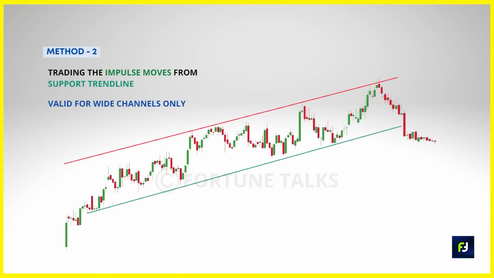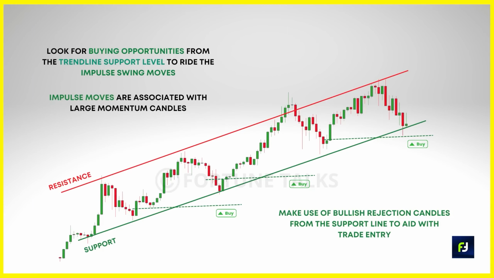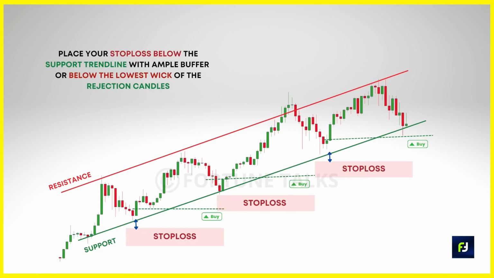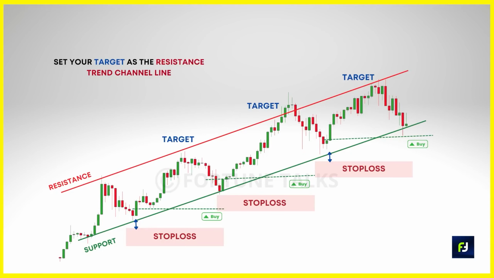The idea here is to trade the impulse move or simply to trade in the direction of the trend. All you have to do is to look for buying opportunities from the trendline support level to ride the impulse moves, because impulse moves are associated with stronger momentum candles and you will be trading along with the market price flow. You can also make use of bullish reversal candlesticks like bullish pin bars from the support level to take a long entry. You can place your stop loss below the support trend line with ample buffer or below the lowest wick of the rejection candle from the support level. Your target will obviously be the resistance trend channel line.